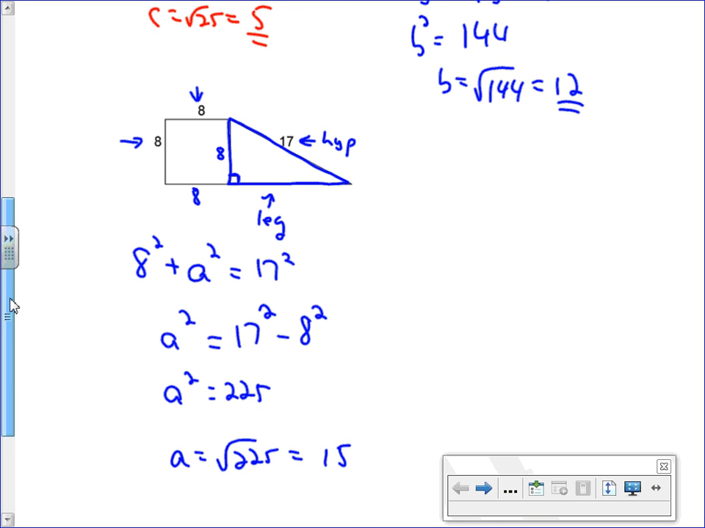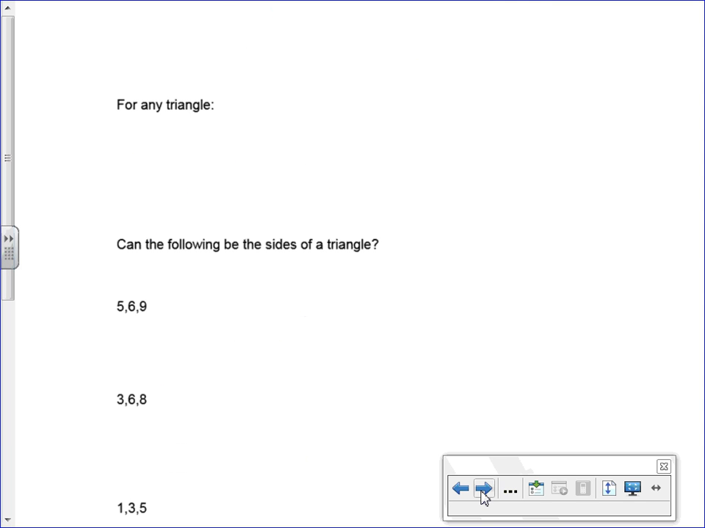There's often a shape that has a missing side that's a right triangle that you can use the Pythagorean theorem for. In this case, the PSAT might ask you to find the perimeter of this or the area of this, in which case the first thing you would need to do is find that missing side of 15. Okay? All right, turn the handout over.